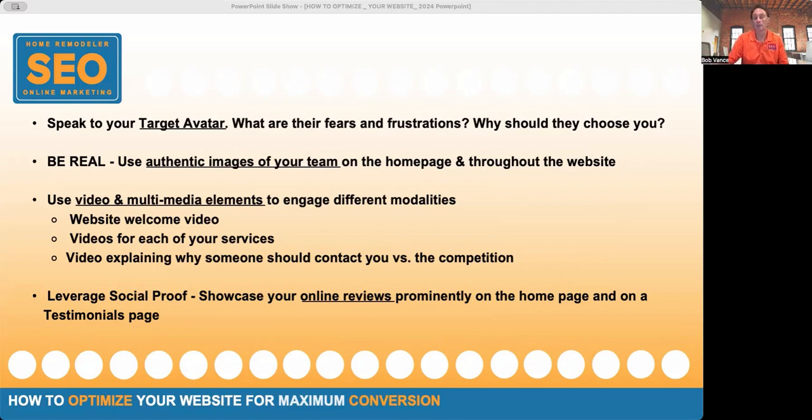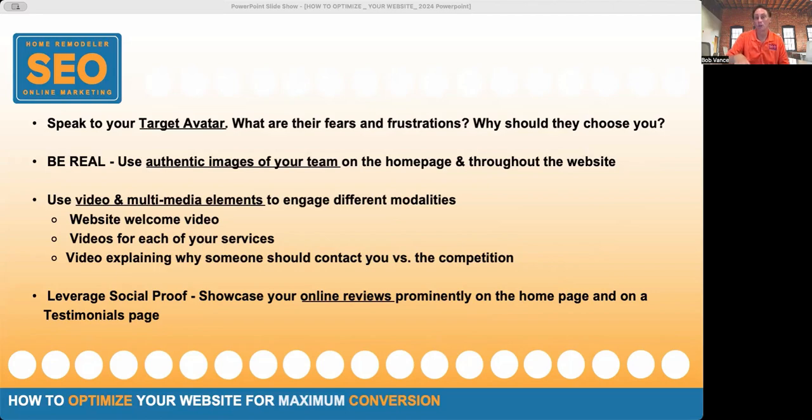They want to see you. They want to kind of feel like they know you, that they're part of your family now. That's part of the relationship being built. So don't be too corporate with the website. Certainly do not use stock imagery. Use real pictures, showcase before and after photos of your projects.